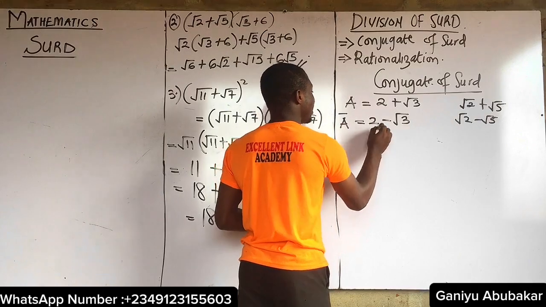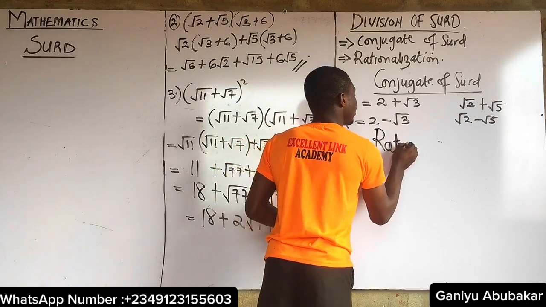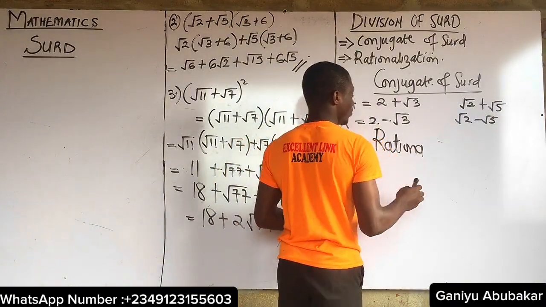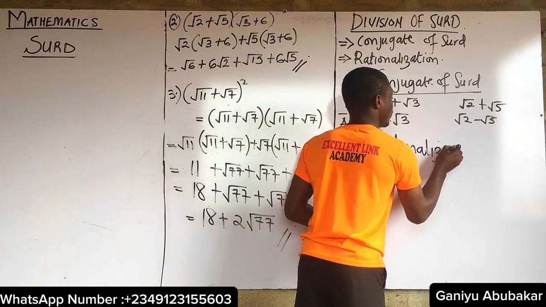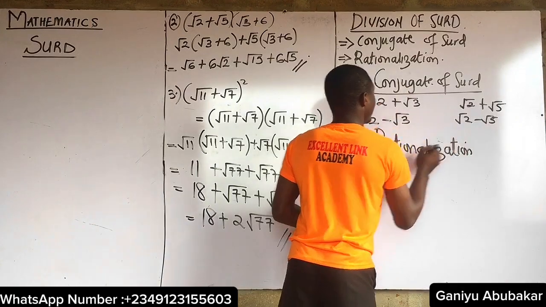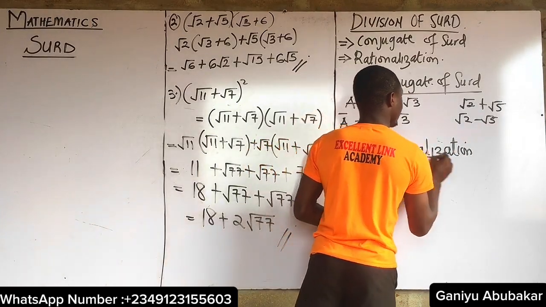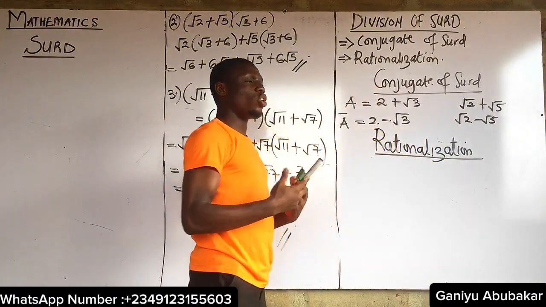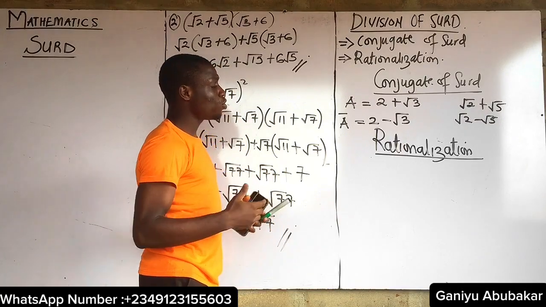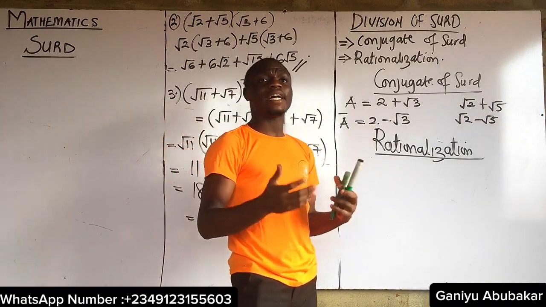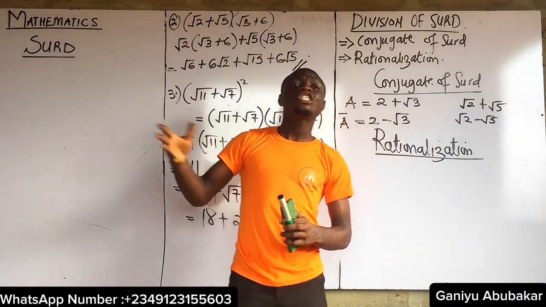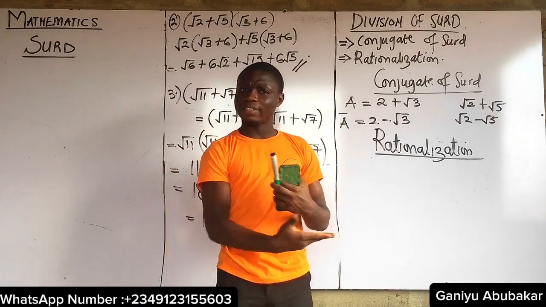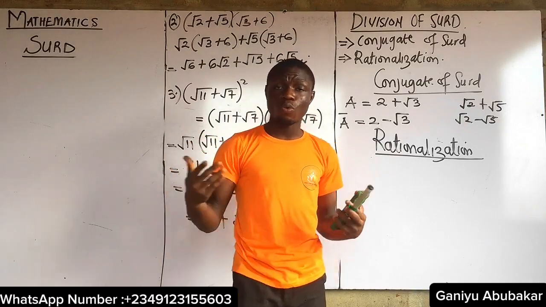Let's discuss the next concept called rationalization. What's the concept behind rationalization? When it comes to rationalization, the idea is that in mathematics, it's not proper to leave your answer, your denominator, as a square root.